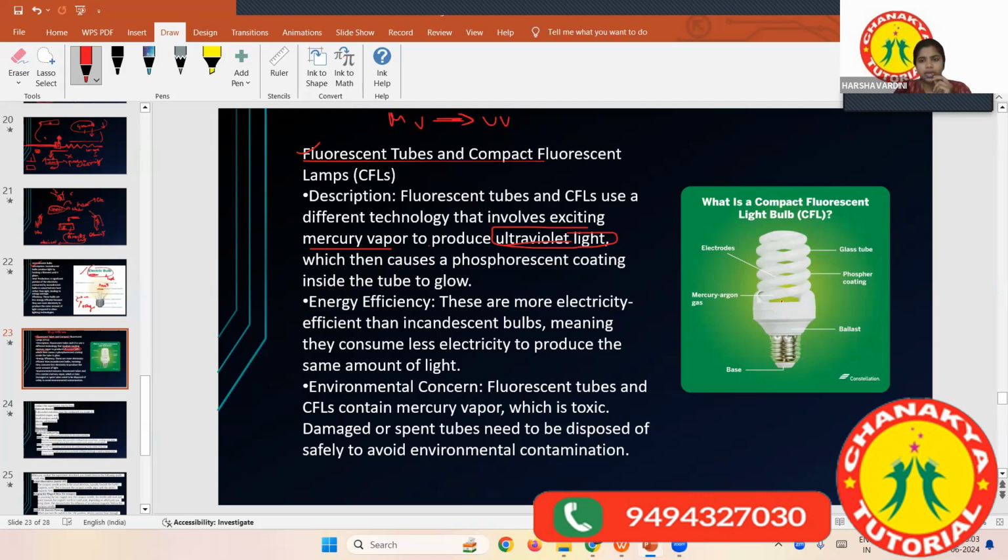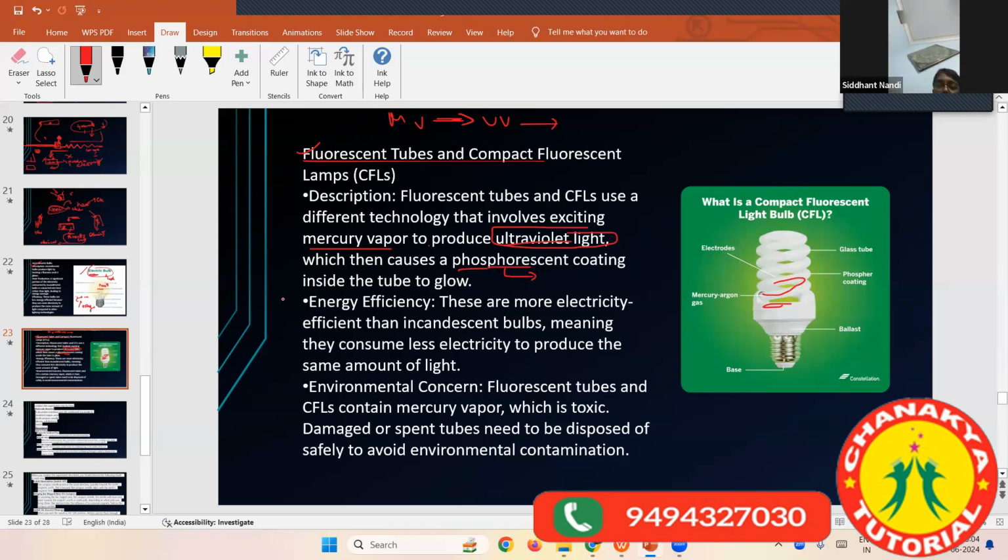And because of the UV light, I think it may all be happening here. So UV light is there. And because of the presence of UV light, the phosphorescent coating inside the tubes of the bulbs will be activated. Phosphorescent in the sense that it is like a lighting mechanism. It will glow. The glow, that is phosphorescence, one of the properties, you can say.